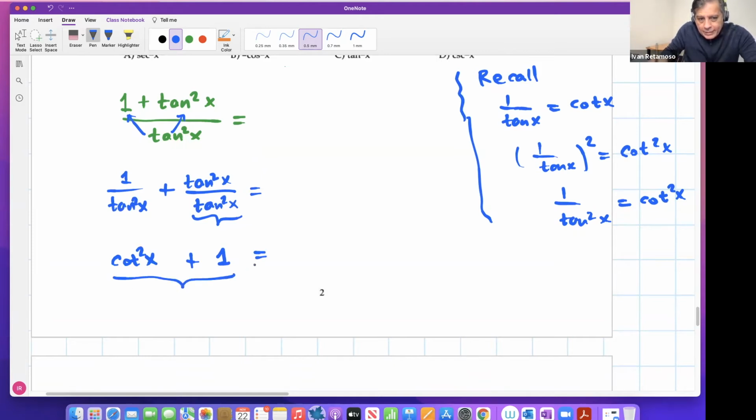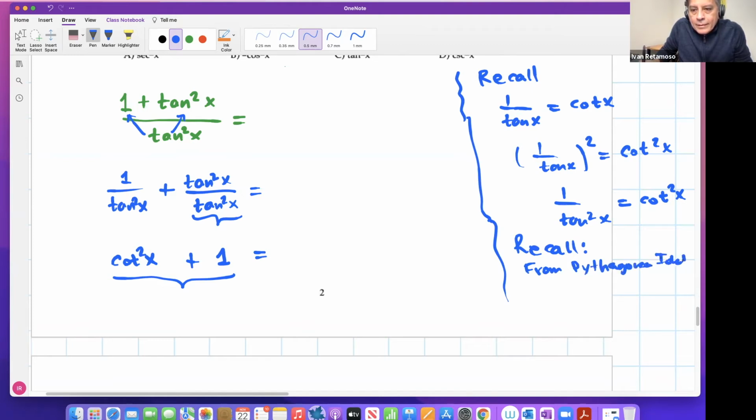But can we simplify this further? What is cotangent square plus 1, using the Pythagorean identities? Well, recall also from Pythagorean identities, cotangent square of x. I see someone figured it out here. Jay, great, right? Cotangent square of x plus 1 is cosecant square of x. Excellent. So this is cosecant square of x, right?